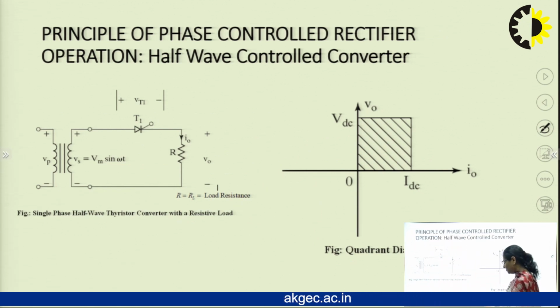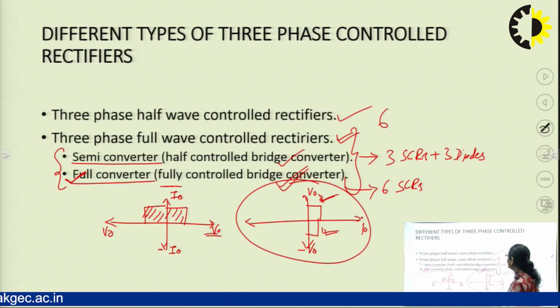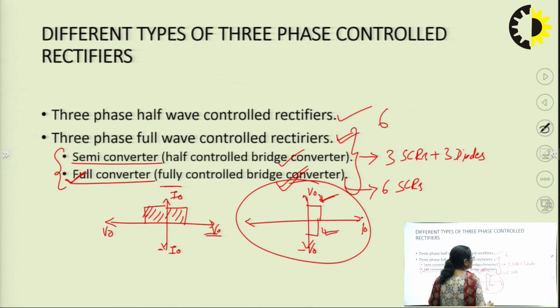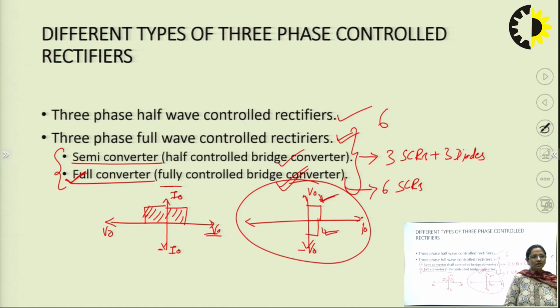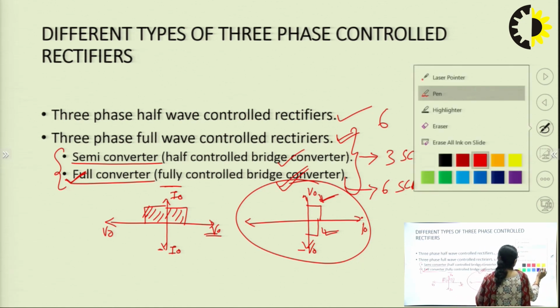Now, before going through the principle of phase control, let me tell you another classification of these converters. Right now I have given you the converter classification based upon the type of input supply, single phase supply or the three phase supply. Besides this, converters can also be classified depending upon the operating quadrant in which those converters can be operated.